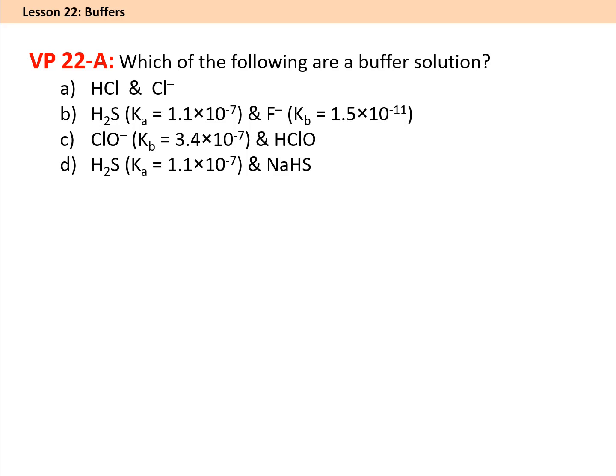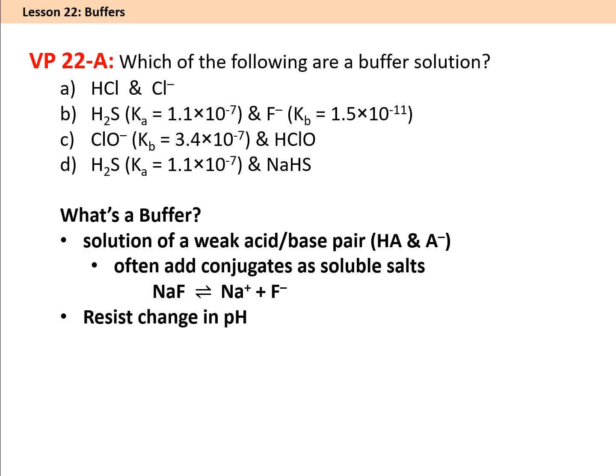A buffer is when I have a weak acid and its base pair. So, for instance, HA and A minus, where HA is the acid, A minus is the base. A lot of times the conjugates, you add as soluble salts. You can't have F minus by itself. So what you do is you add NaF to a solution, and that dissolves to form Na plus and F minus. So it's a weak acid and base, but it has to be a pair.